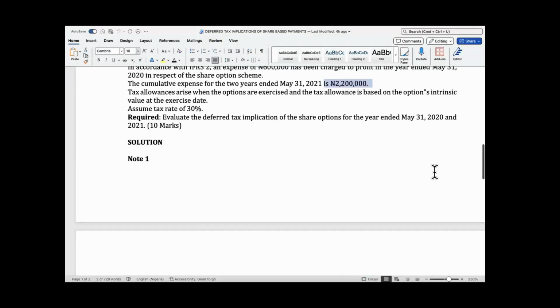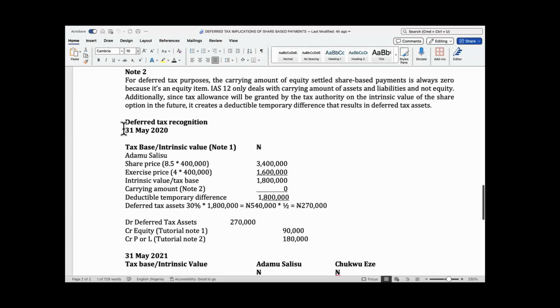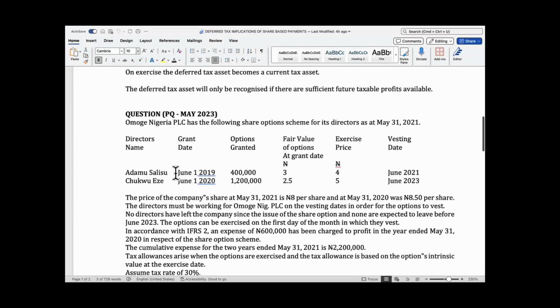So, for the actuals for the deferred tax application in 2020 and 2021. Now, in 2020, if you look at it, as of May 2020, this guy has not really even come into the picture because I only granted him the option on June 1st. So is this guy alone, Adamu?